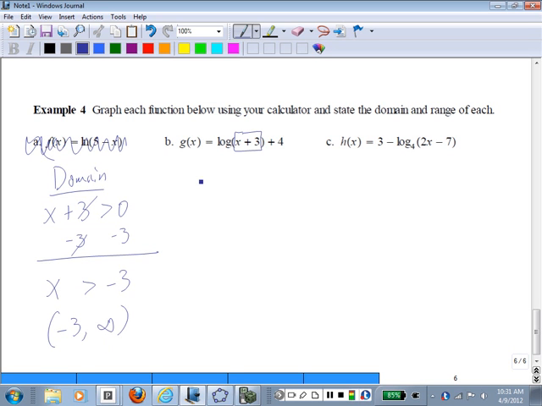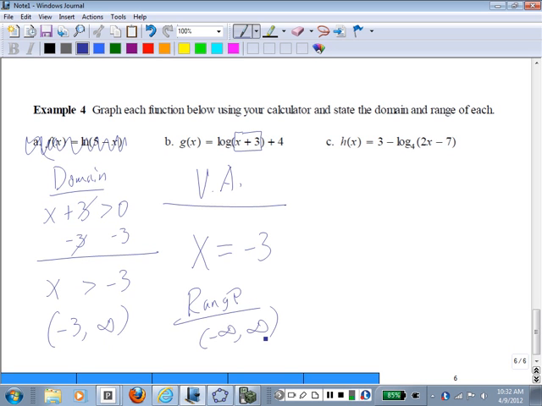What is the vertical asymptote? What's at the endpoint of the domain? Negative 3. So x equals negative 3 is the vertical asymptote. And the graph, we'll look at the graph in a moment. The range, we just kind of have to know. The graph goes all the way down and all the way up. So negative infinity to positive infinity.